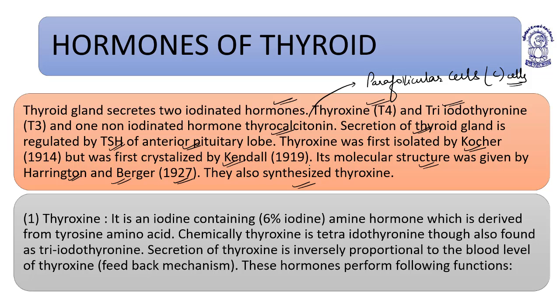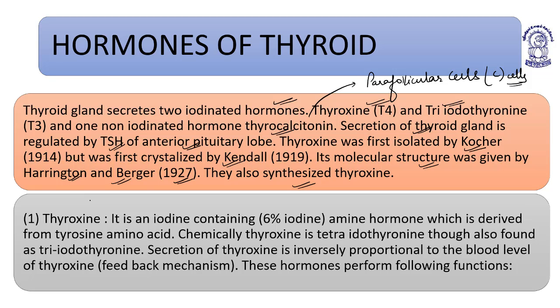Thyroid gland secretes two iodinated hormones. One is thyroxine T4, another one is triiodothyronine T3, and one non-iodinated hormone, thyrocalcitonin. Secretion of the thyroid gland is regulated by thyroid stimulating hormone of the anterior lobe of the pituitary. Thyroxine was first isolated by Kocher in 1914 and first crystallized by Kendall in 1919. Its molecular structure was given by Harrington and Berger in 1927. They also synthesized the thyroxine hormone.